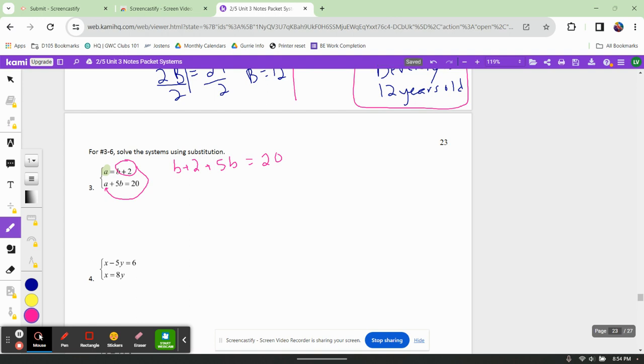So I want to put my like terms together, b and 5b. That gives me 6b plus 2 equals 20. I'm going to subtract 2 from both sides. 6b equals 18. Divide both sides by 6. And you get b equals 3.